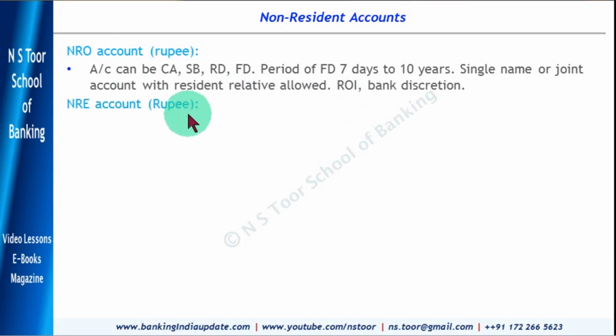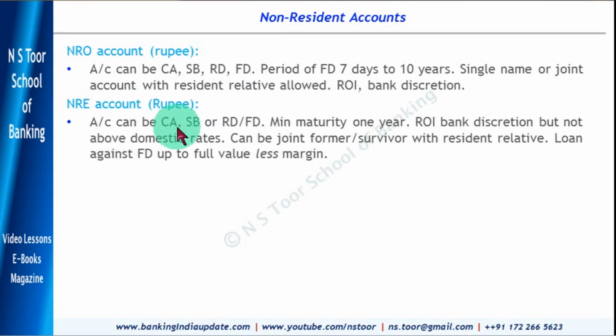Another type of rupee account in non-resident accounts is the non-resident external account. This account can also be a current account, saving bank account, RD or FD account. If it is an RD or FD, then the minimum maturity period is 1 year and the maximum maturity period can be decided by the bank. Rate of interest again is at bank discretion. But in both these accounts, the rate of interest cannot be more than the rate of interest which banks offer on domestic deposits.